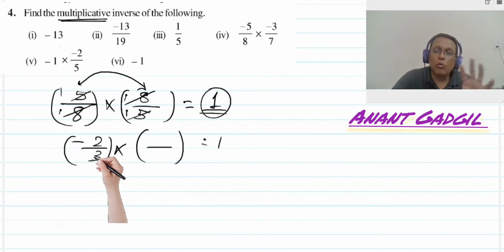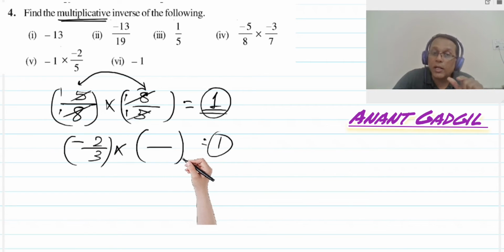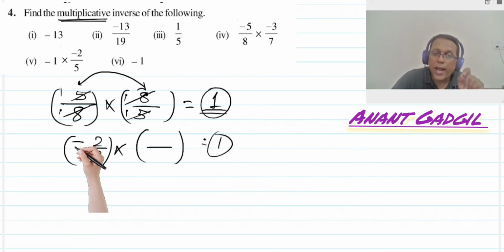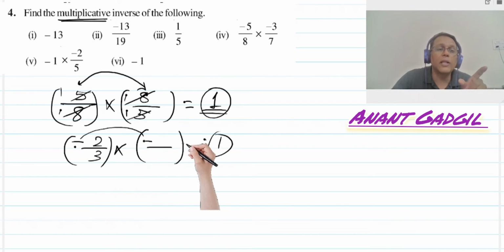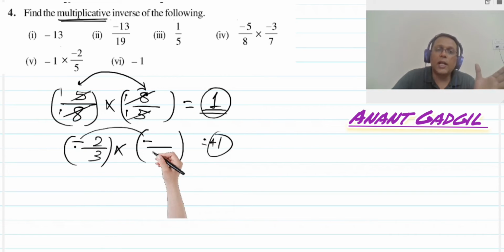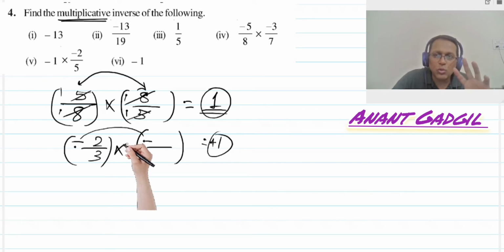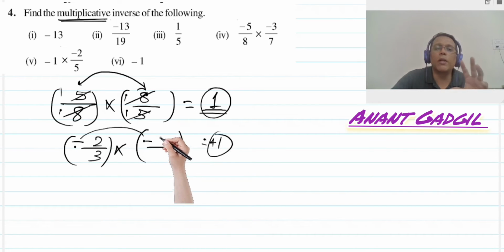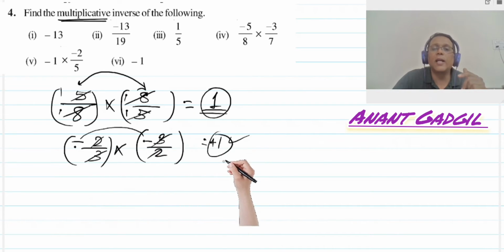If you multiply minus 2 by 3 by that number, you will get the answer 1. So first of all, as this is negative, you will have to multiply by a negative, then only minus into minus will become plus 1, right? So if the number is negative, the multiplicative inverse has to be negative. You only have to change the numerator and denominator, you have to reverse it, right? So 2 by 3 becomes 3 by 2. 3 gets cancelled, 2 gets cancelled, the answer is 1.